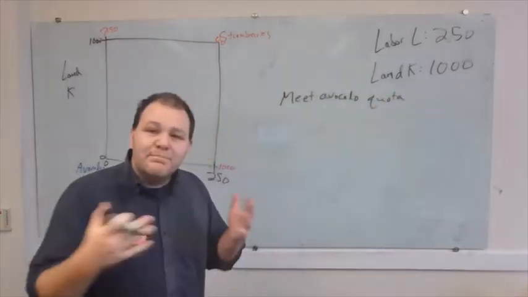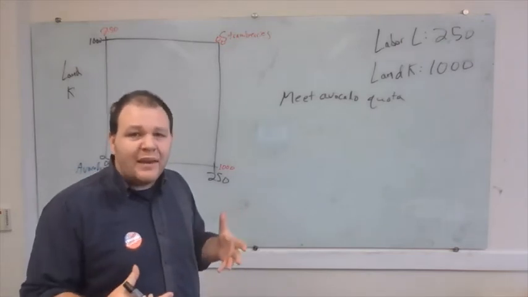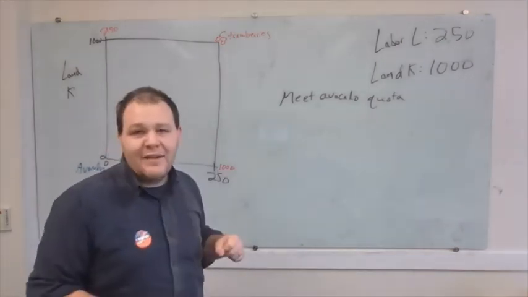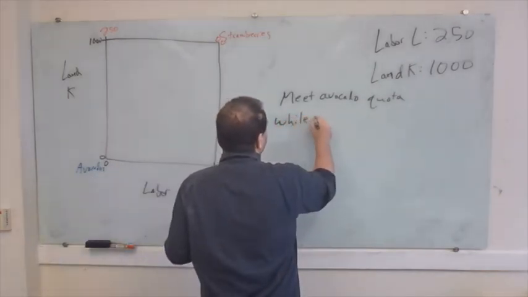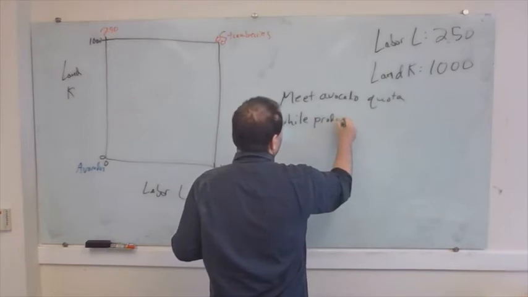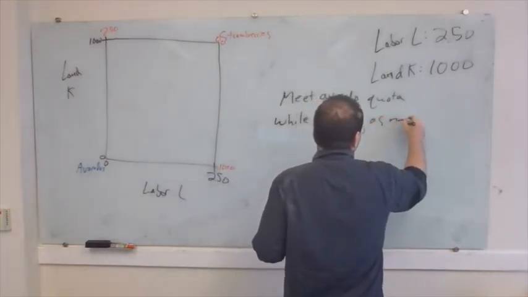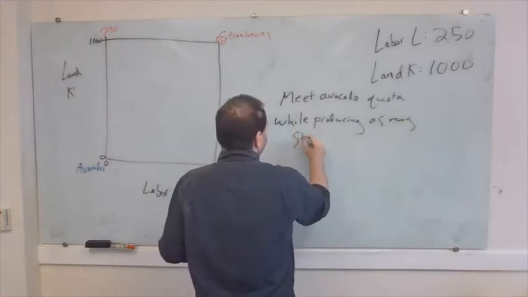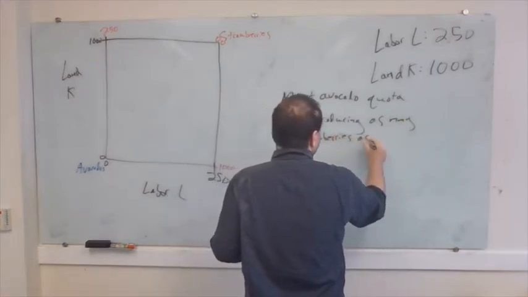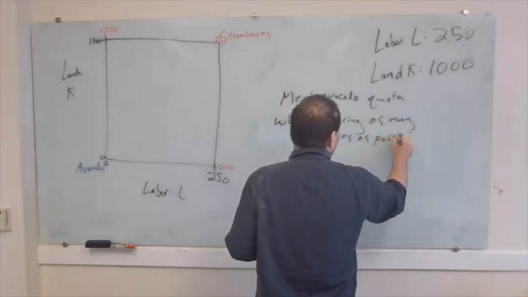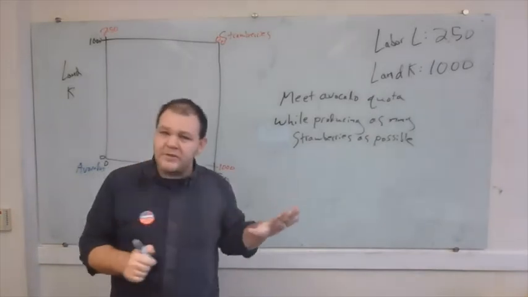while producing as many tons of strawberries as you can, with whatever you don't need to meet the avocado quota, right? While producing as many strawberries as possible. Okay, so what do you do? You don't want to screw up this job, right? This is important.